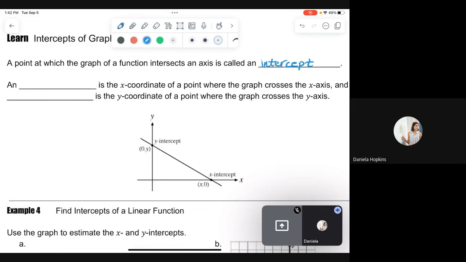So you have two kinds of intercepts, an x-intercept is the x-coordinate of a point where the graph crosses the x-axis. So notice on the bottom here, the x-intercept is always a number, comma, 0. A number, comma, 0. Versus your y-intercept, which is where your graph crosses the y-axis, and that's always going to be 0, comma, a number.